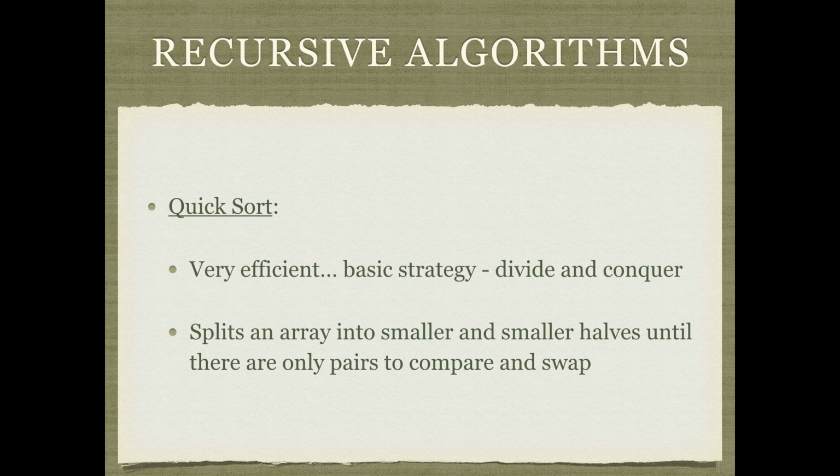So here is an algorithm, an entirely new algorithm that requires recursion to work completely. Binary search you can do without recursion if you really need to, but quicksort you cannot do without recursion. Cannot do it at all. It operates on a very basic strategy of divide and conquer. So the idea here is that if you can split up an array into smaller and smaller halves, then you can eventually get down to the point where there are only pairs to compare and swap. And then by building back up from the pair comparison, you will have a fully sorted array.